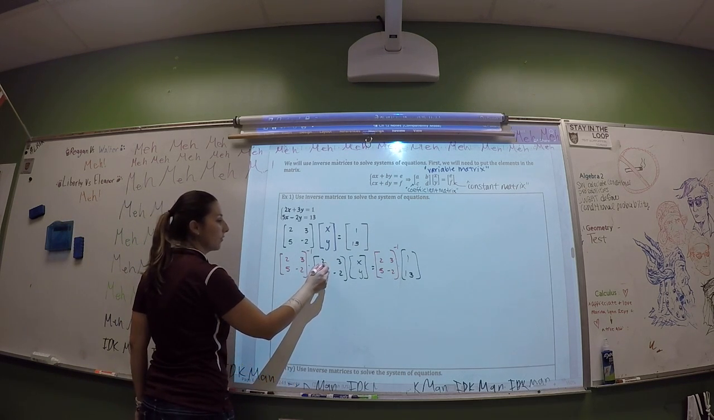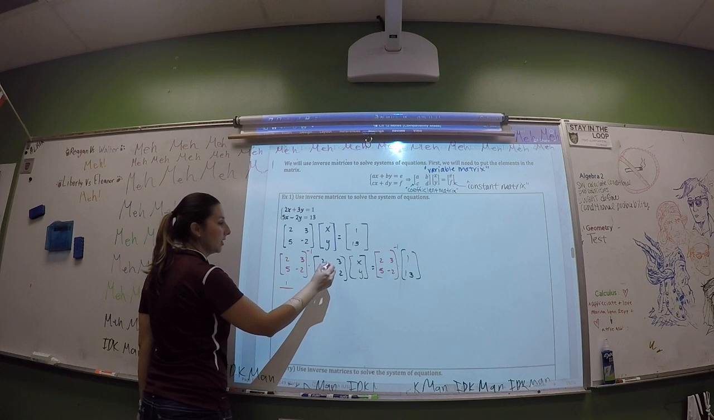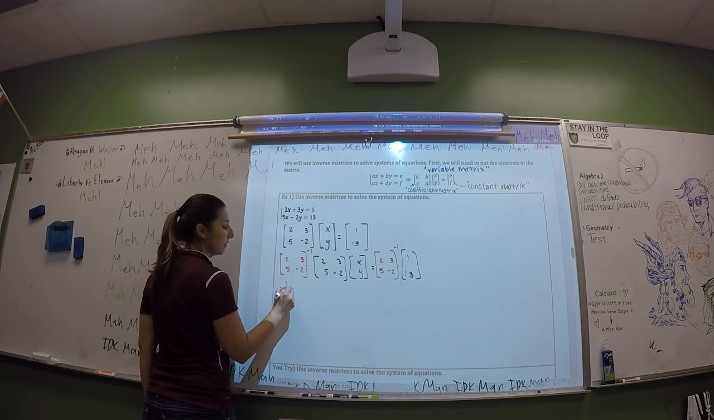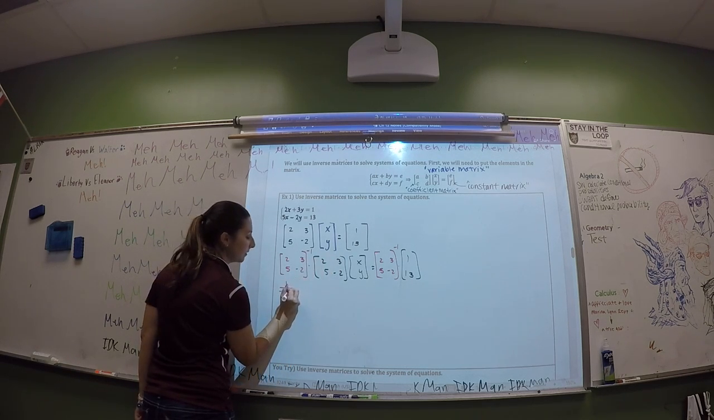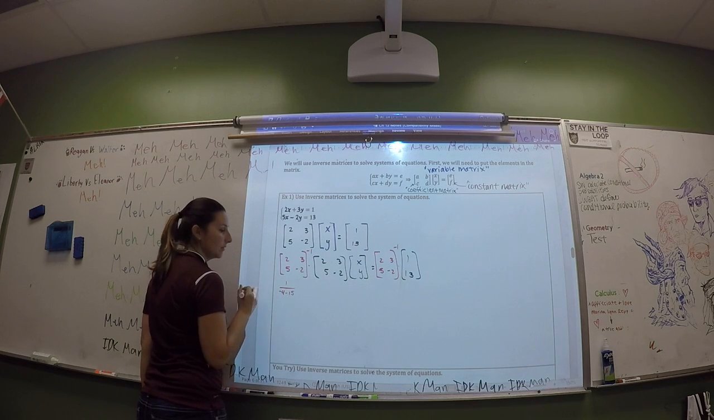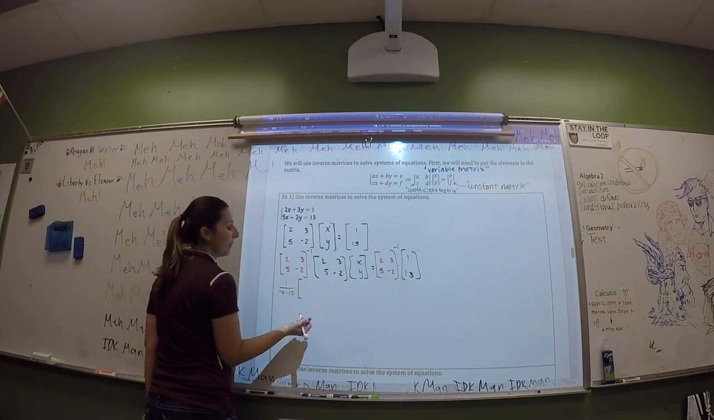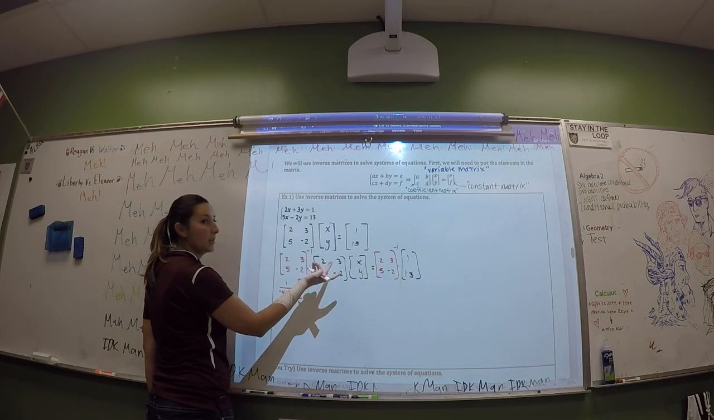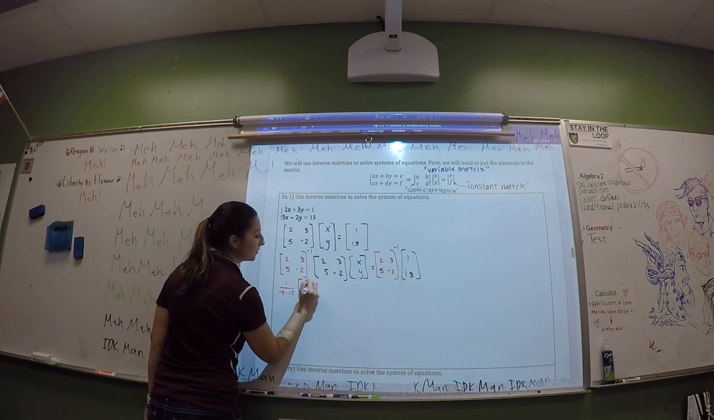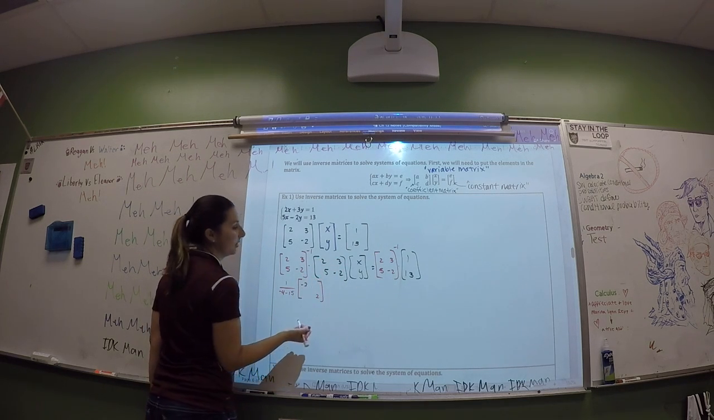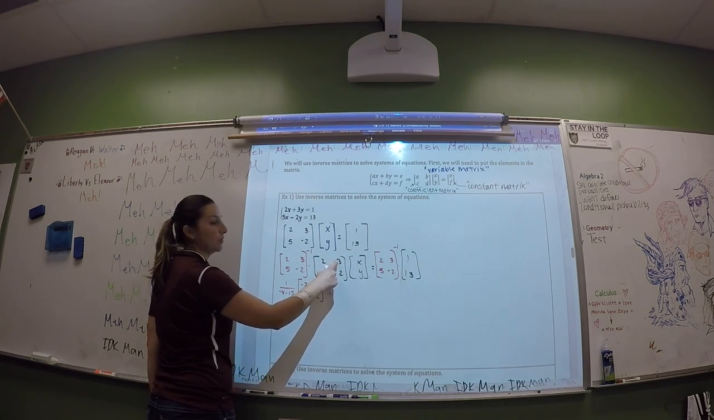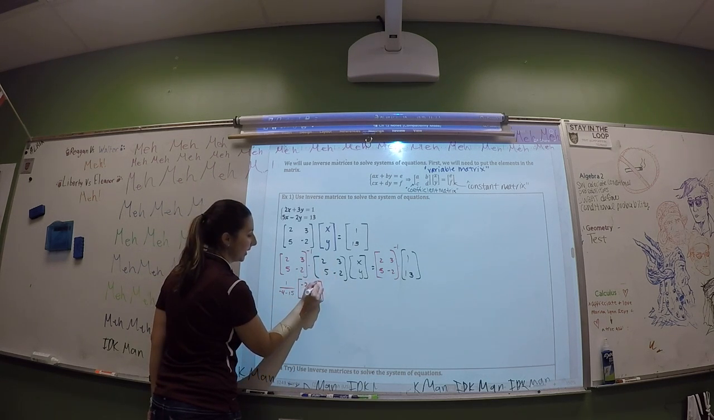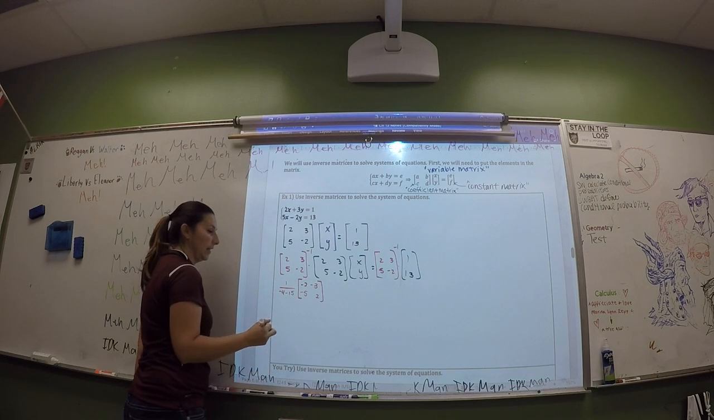First you would do 1 over the determinant. So 1 over -4 minus 15. Then you multiply by these two swapped. So -2 goes up here and +2 goes down here. And then these two switch signs. They don't switch places, they only switch signs. So this would become a -3, this would become a -5.